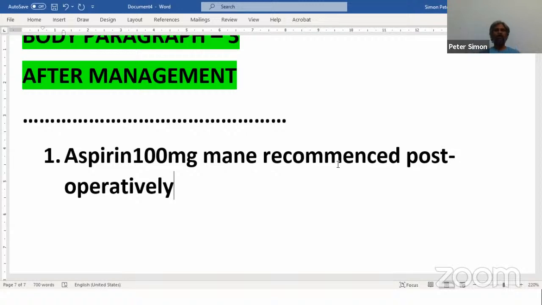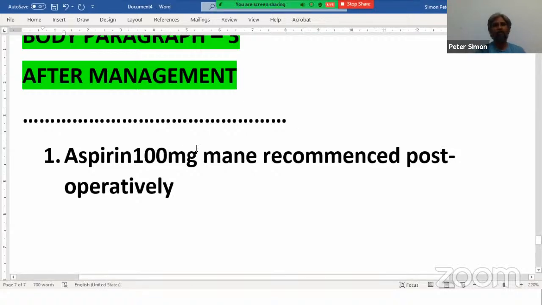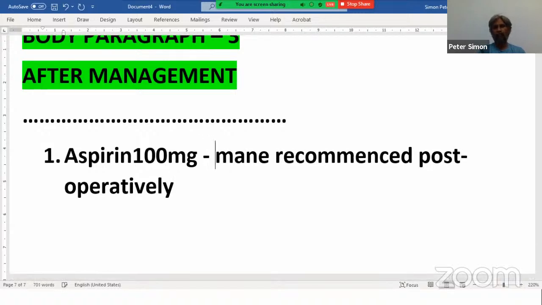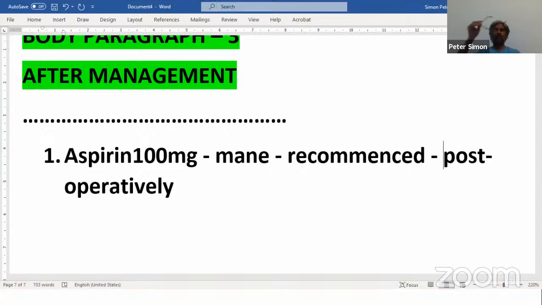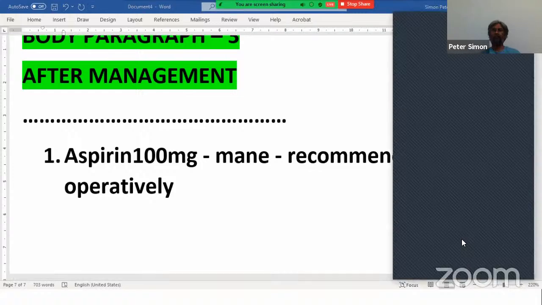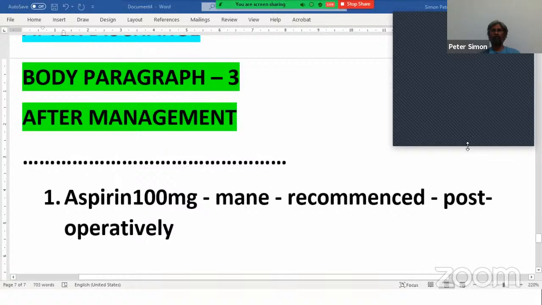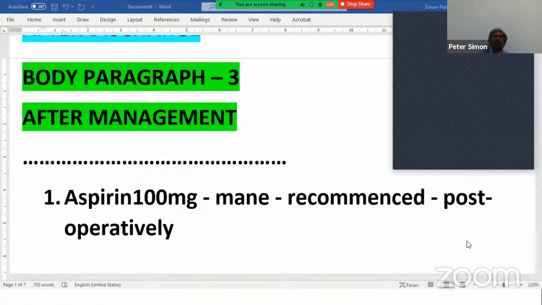Passive voice. Aspirin 100 mg main. Recommenced. Post-operatively. Yes, come on, write your sentence. Write your sentence now. This is sentence number one.